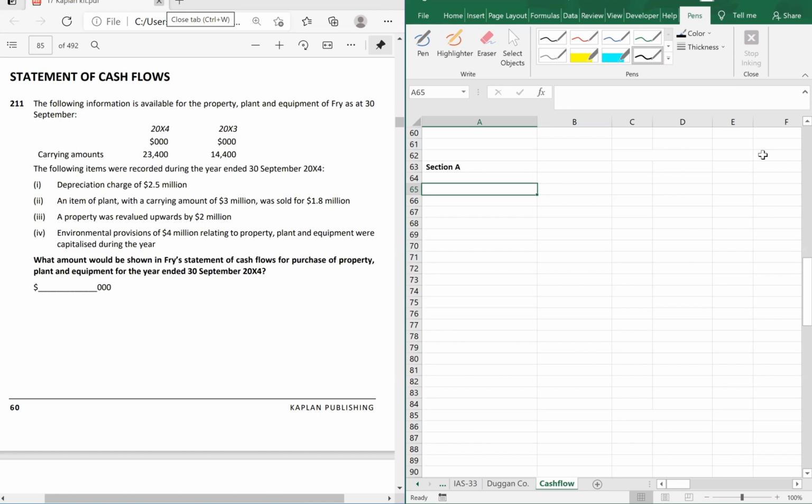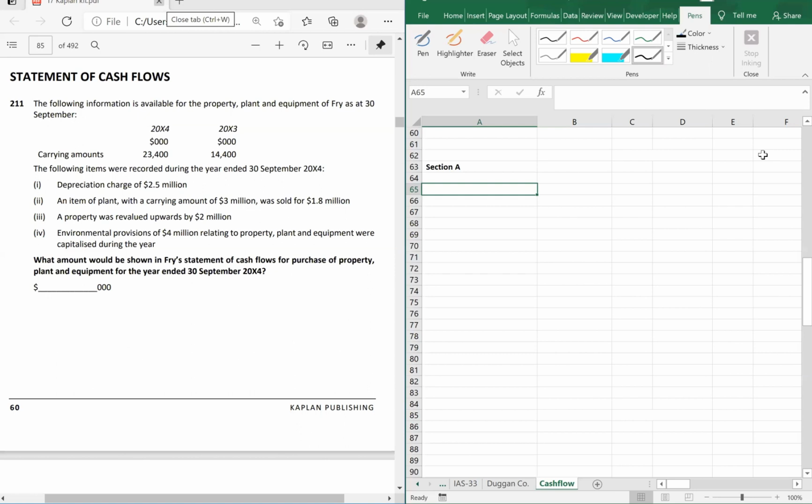You have depreciation. You have an item of plant with a carrying amount of 3 million that was sold for 1.8 million. A property was revalued upwards by 2 million, and you have an environmental provision of $4 million relating to property, plant, equipment that was capitalized during the year. What amount would be shown in Fry's statement of cash flows for purchase of property, plant, equipment for the year ending 30th September 2024?